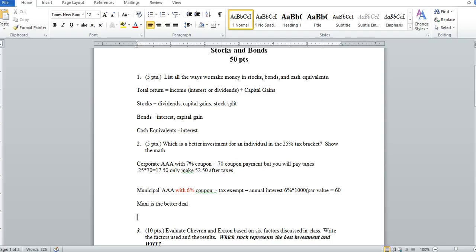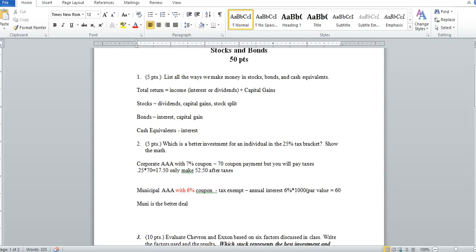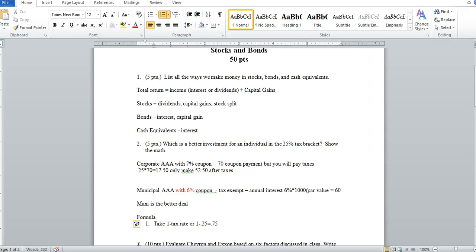Now there's also a formula that I've given you before that I'll remind you of here if you just want to use the formula. It's very simple. Step one: take one, subtract the tax rate. In this case, one subtract 0.25, which is going to give you 0.75. Next, step two: take the muni rate and divide by number one. So that's the muni rate, which is 6%, 6 divided by 0.75 gives me what?